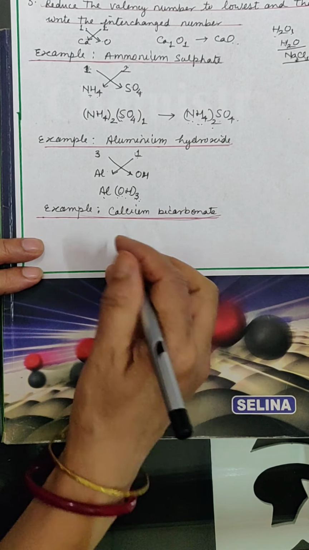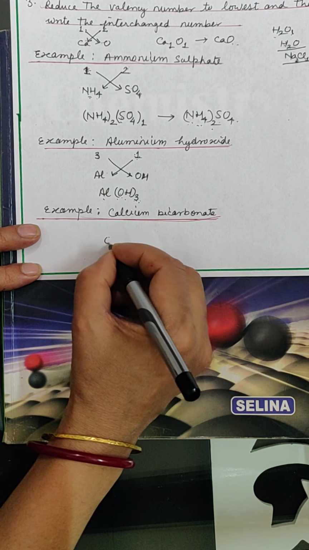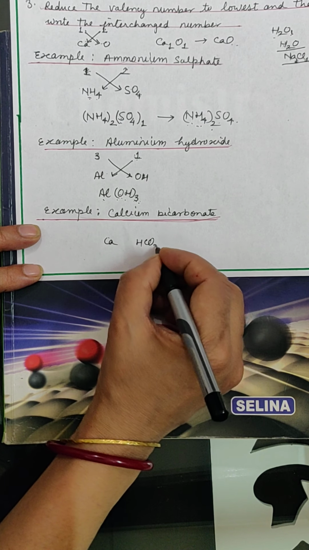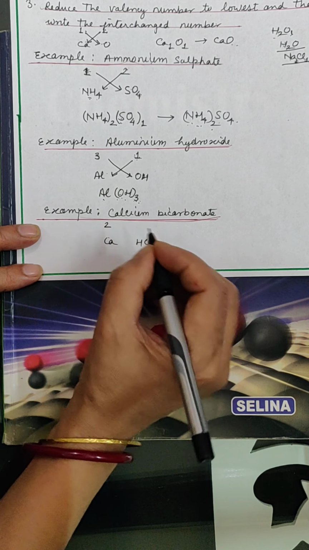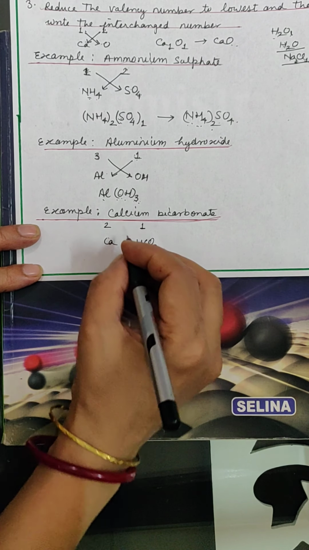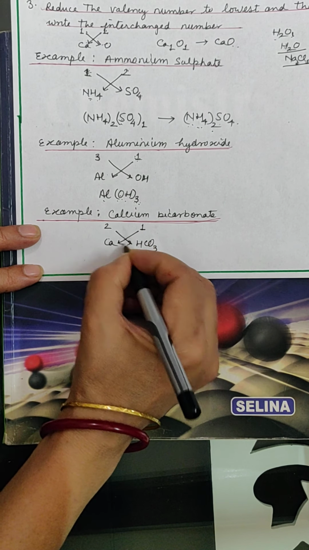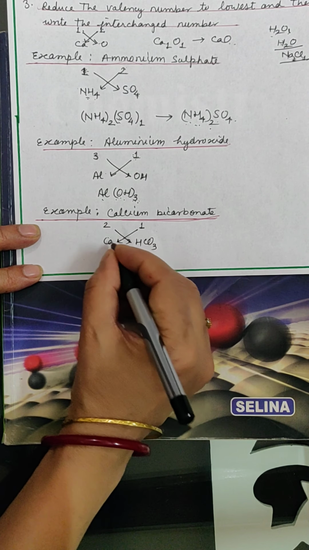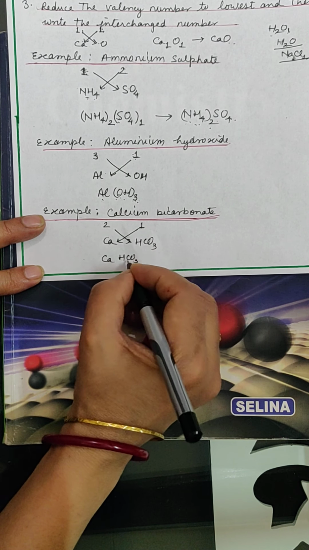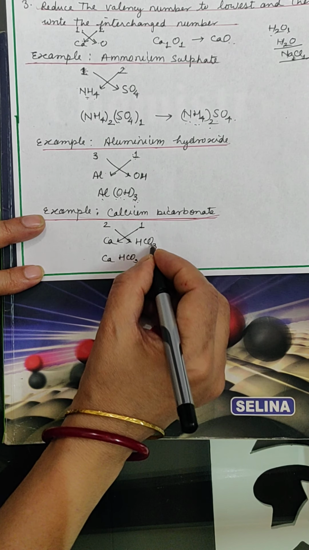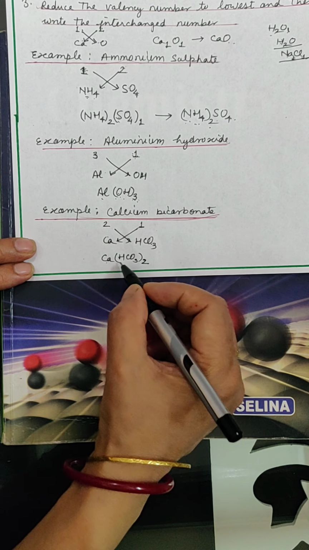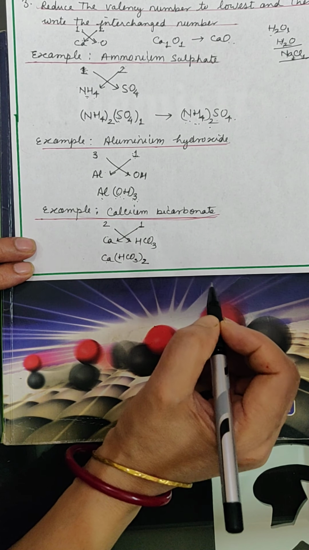One more example, calcium bicarbonate. Calcium base formula Ca, bicarbonate base formula HCO3. The valency of calcium is 2, the valency of bicarbonate is 1. Then we interchange the valency, and finally Ca1, we need not write. HCO3 is a polyatomic radical, so we put a bracket and write 2. So the formula has become Ca(HCO3) whole twice.